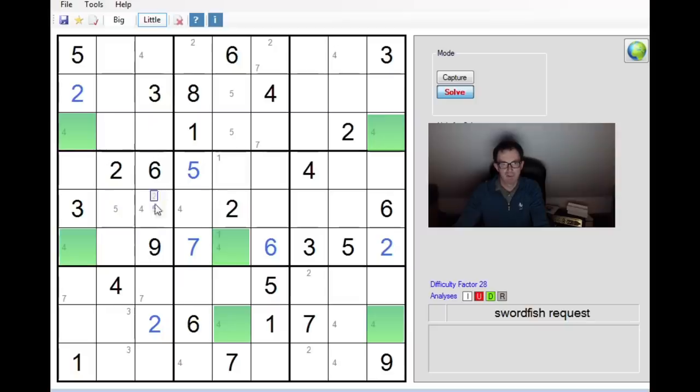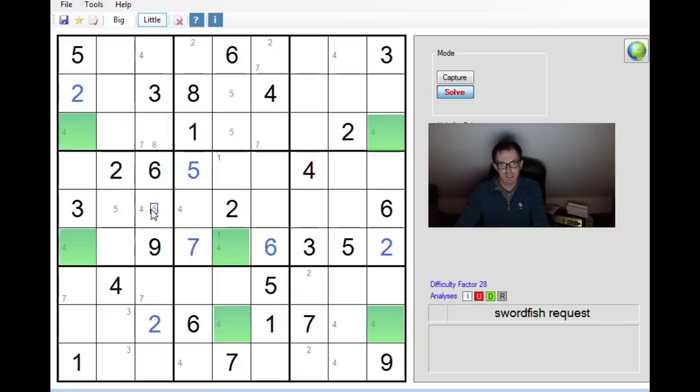Let's have a look down column 3. So what do we need? We need 1, 4, 5, 7, and 8. So this square can only be a 7 or an 8 now. It can't be 1 or 5, and it can't be 4 because of the swordfish. So this becomes a double.